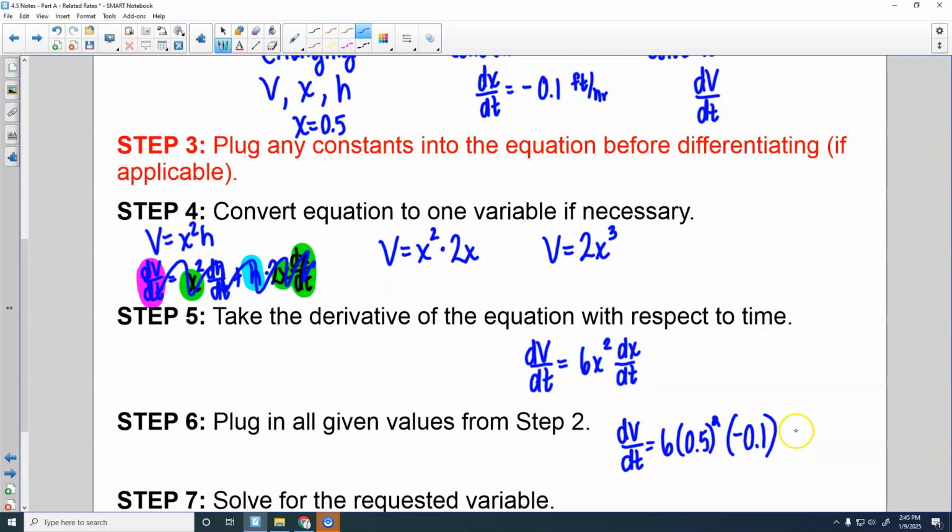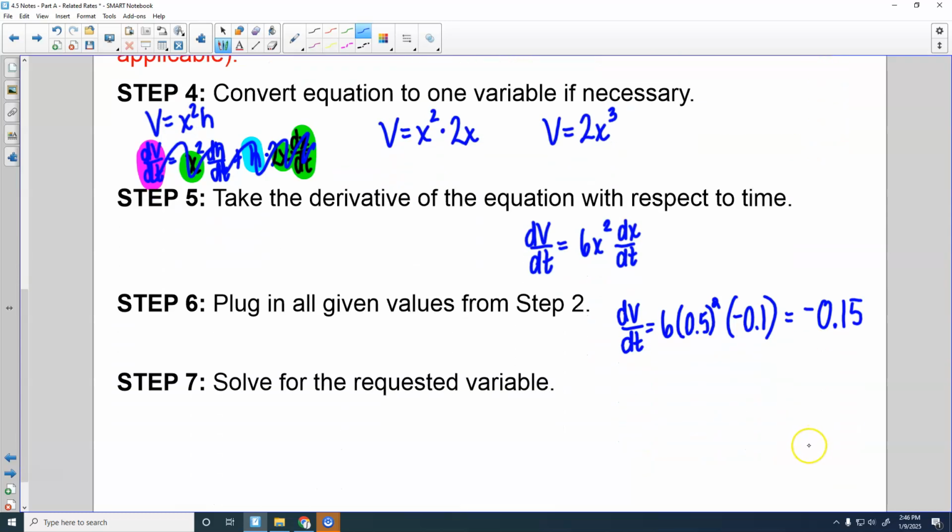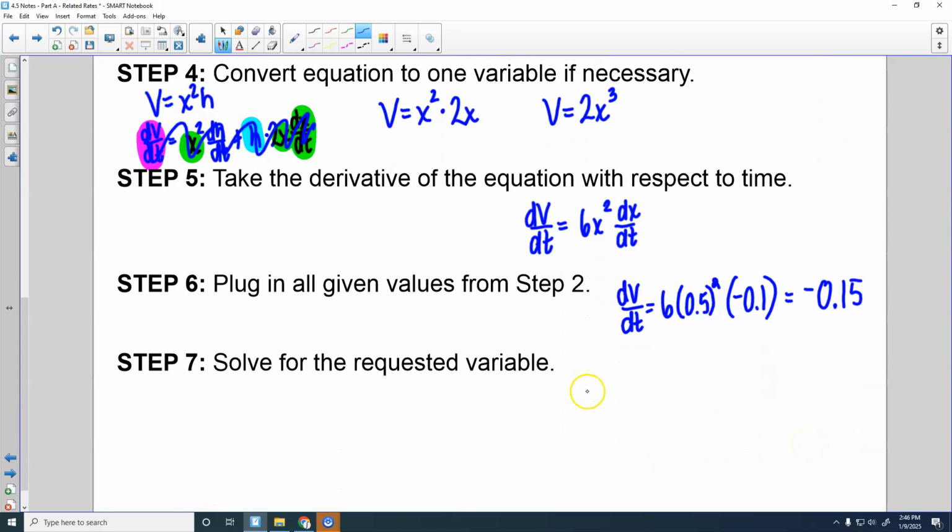And I'm getting that dV/dt is negative 0.1. And so, what are the units for dV/dt? Cubic feet per hour.